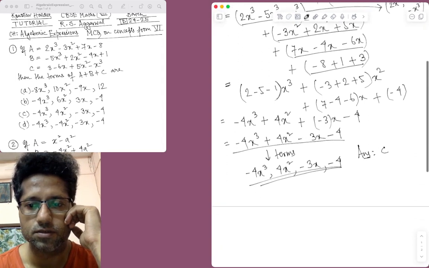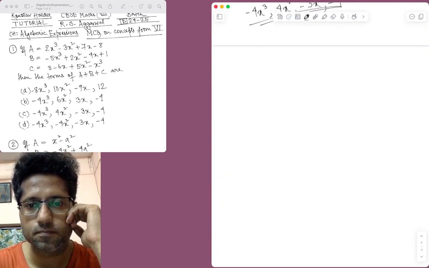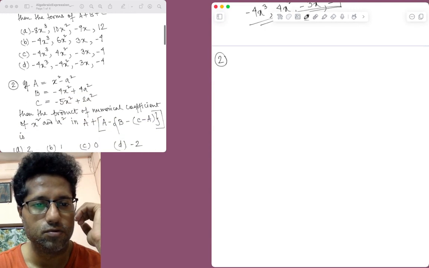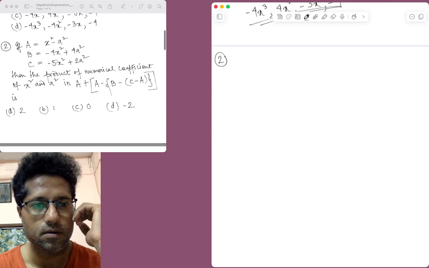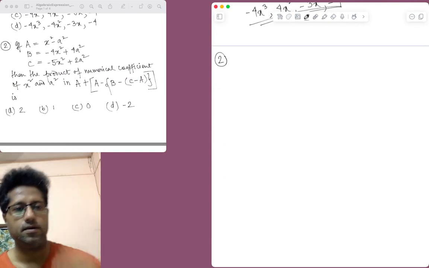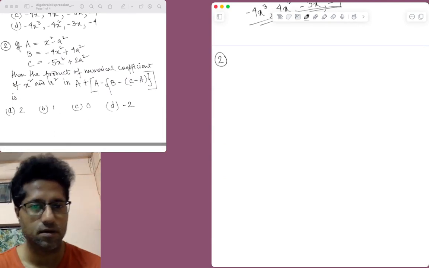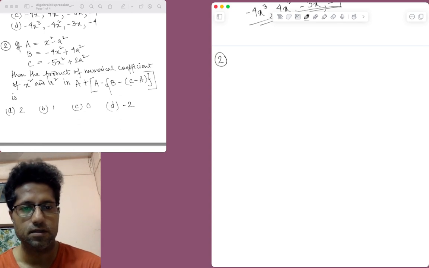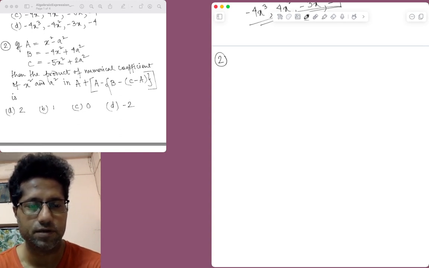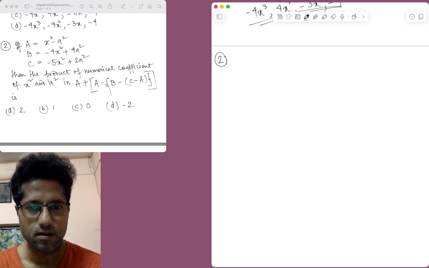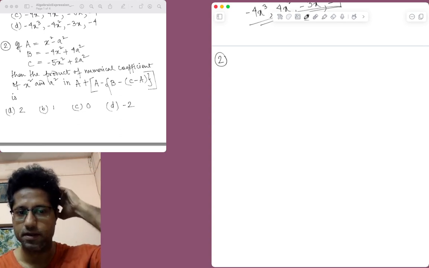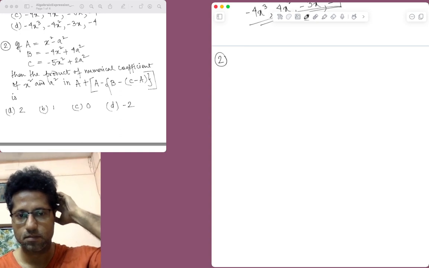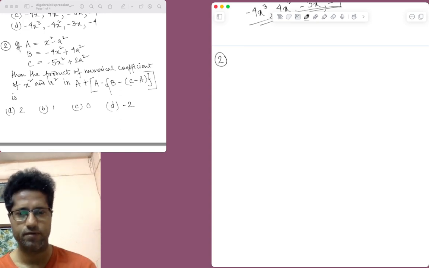Okay, let's solve problem number 2. Problem number 2 says: A is given an algebraic expression, B and C are given some algebraic expressions, then the product of the numerical coefficient of x square and a square in an expression is given, a plus, and inside the square bracket we have a minus something like that, just like you simplify.